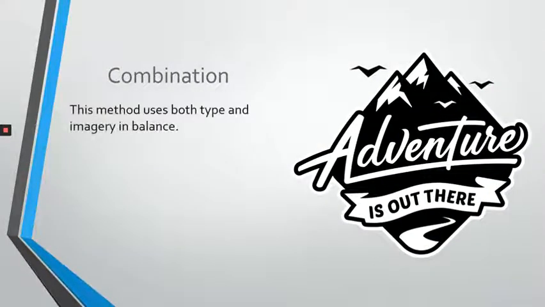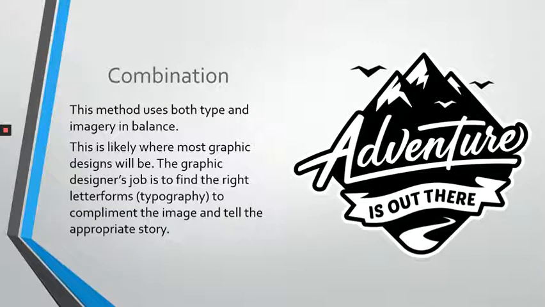combination. This method uses both type and imagery in balance. This is likely where most graphic designers will be. The graphic designer's job is to find the right letter forms or typography to complement the image and tell the appropriate story. We have a nice picture here of a mountain. It says adventure is out there, right? If they use a different kind of text, the words might not fit as well. It might look bad. But with the mountain and this type of flowy, adventurous font, it works.